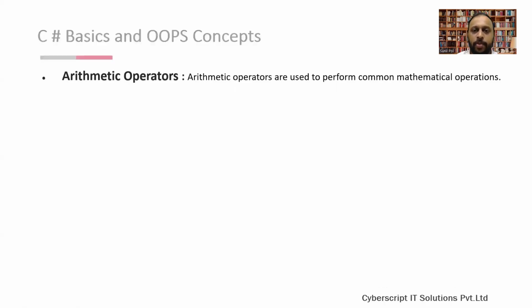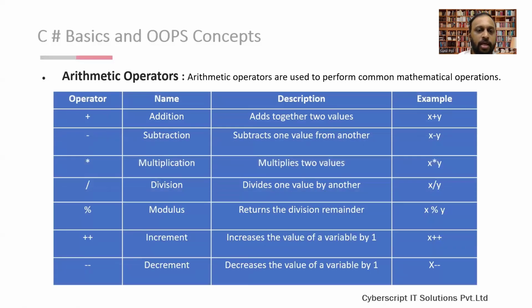Arithmetic operators are used to perform common mathematical operations like addition, subtraction, and division. These are the arithmetic operators available in C#. The first one is plus, which is used for addition, which adds together two values, and this is the syntax for it, x + y.